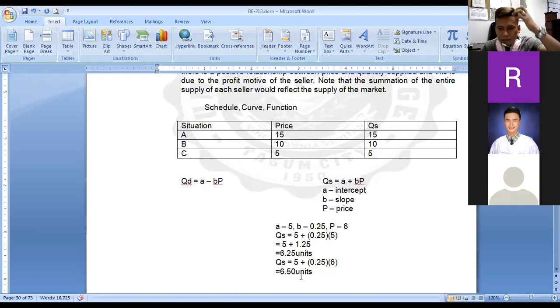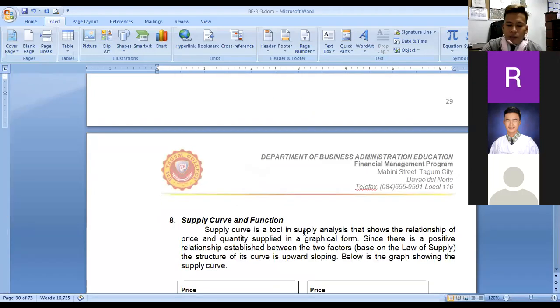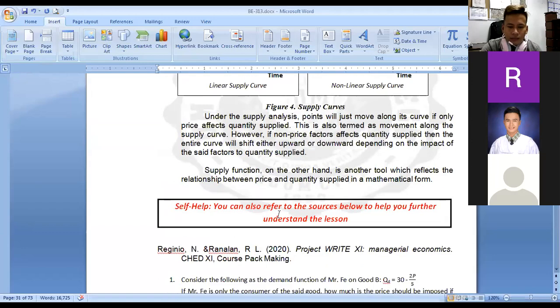Why did it increase? Because there is also an increase in the price, from 5 pesos to 6 pesos. So when the price increases from 5 to 6, the quantity supplied also increases, from 6.25 to 6.50. This supports the claim of the law of supply: whenever the price increases, the supply will also increase, and whenever the price decreases, the supply will also decrease.